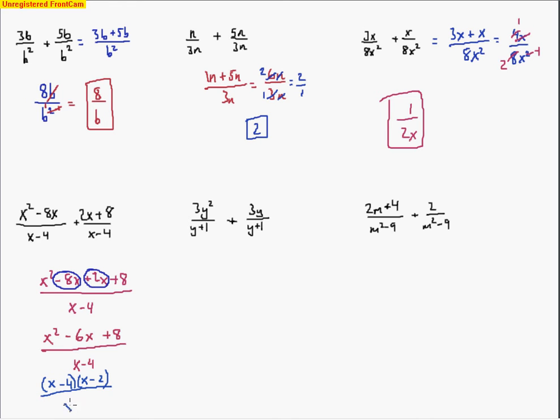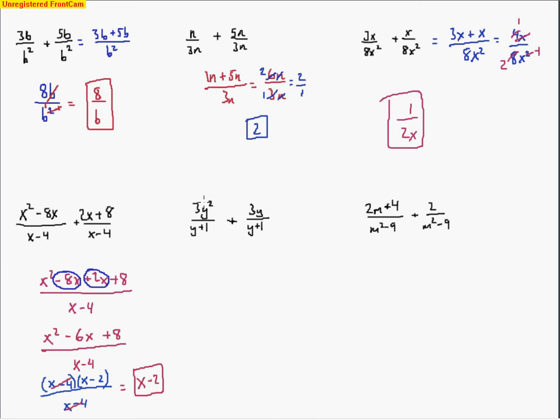And this is all over an x minus 4. So now we can go ahead and cancel. You see how the x minus 4s will cancel out, leaving me only with that x minus 2. And that would be my answer. Since it's over 1, you could write x minus 2 over 1, or just leave it as x minus 2.